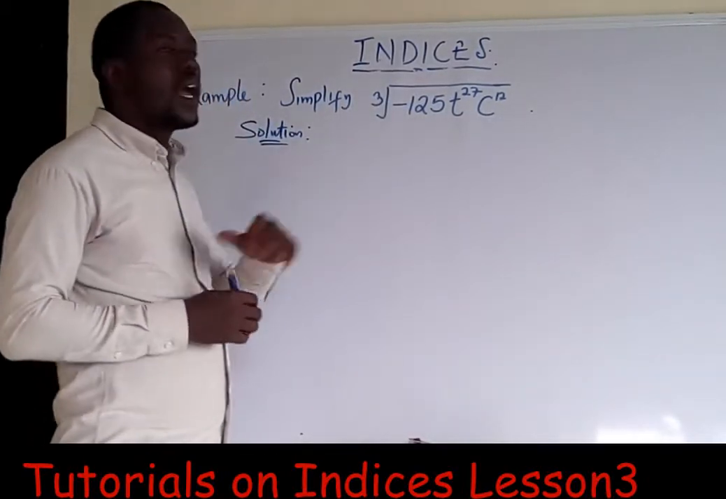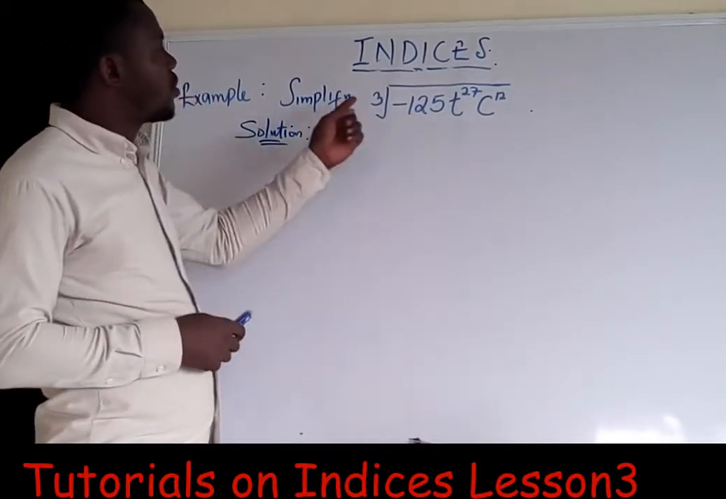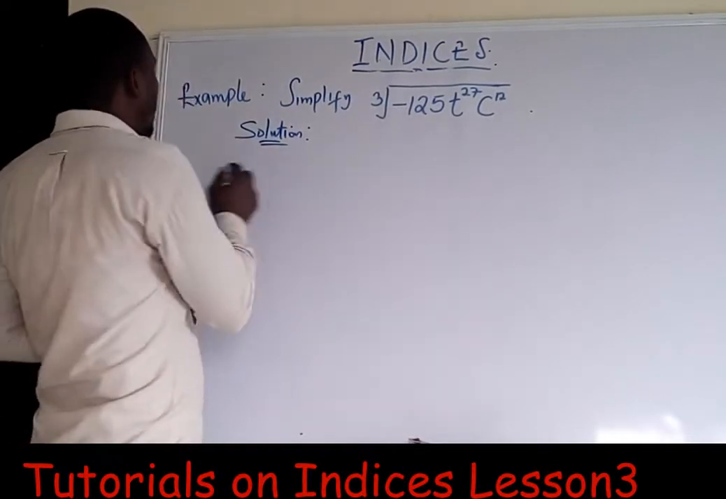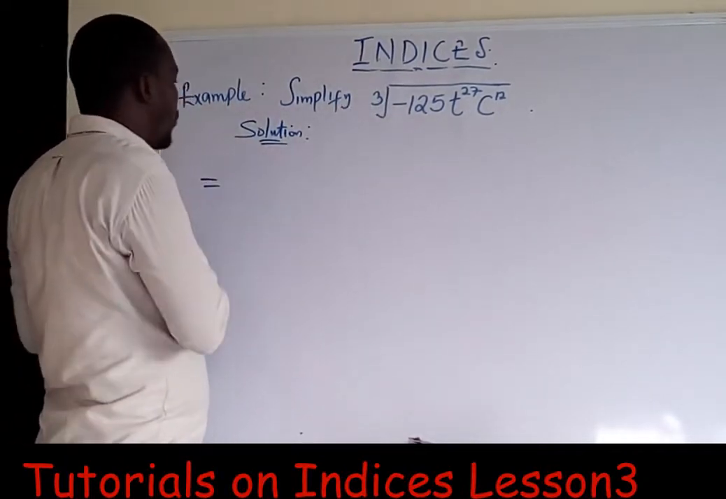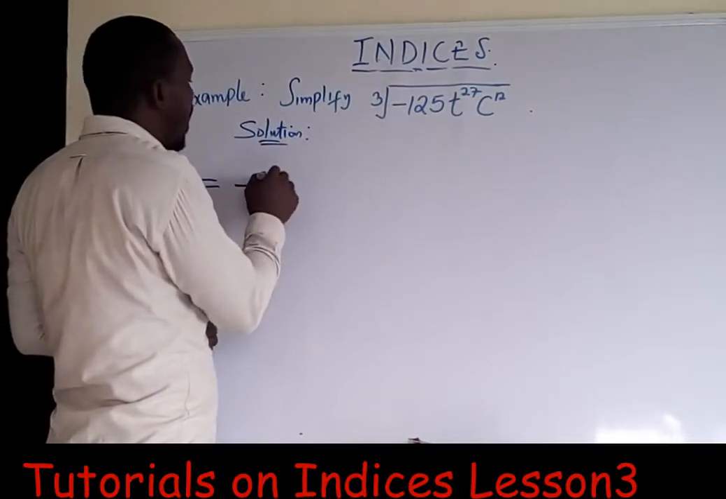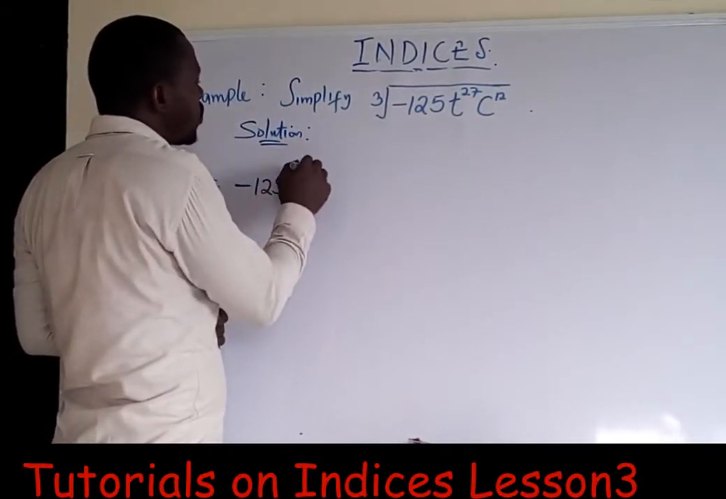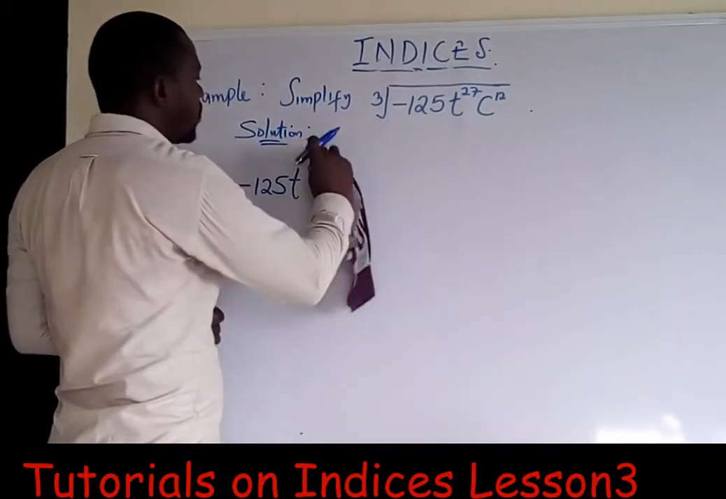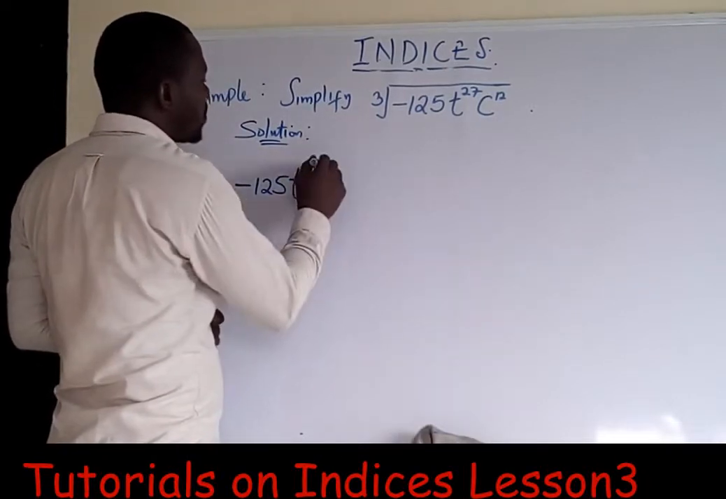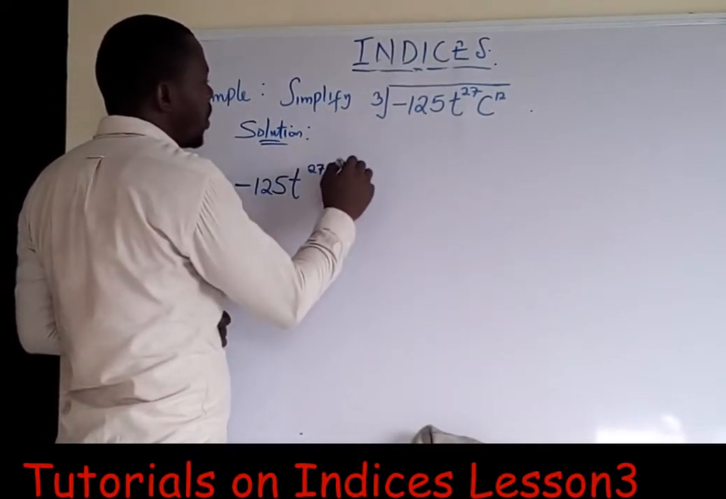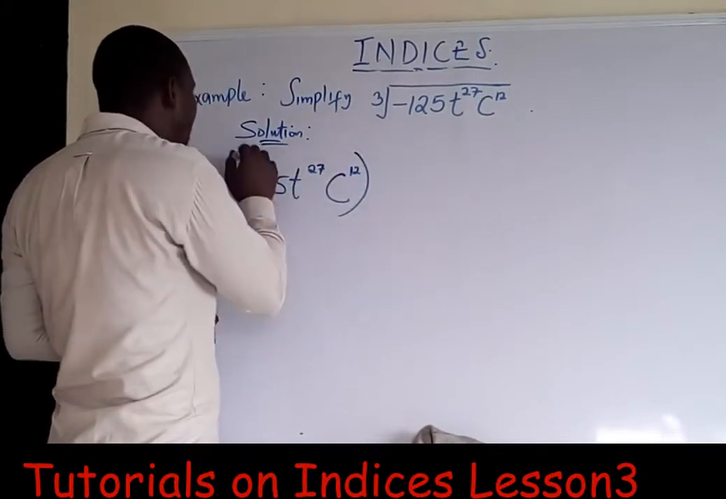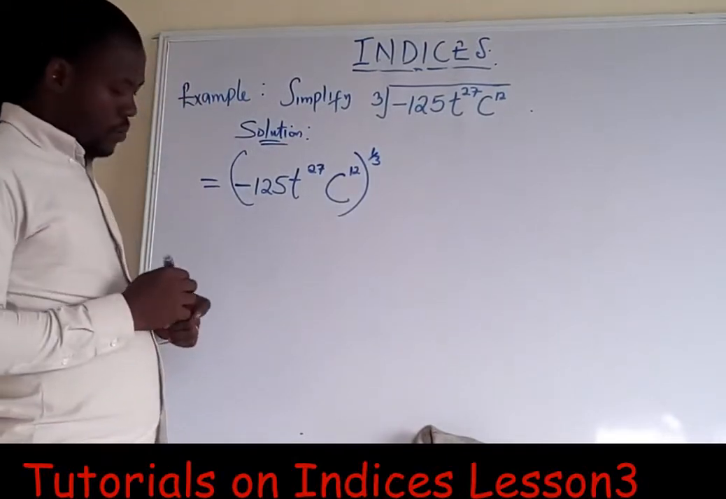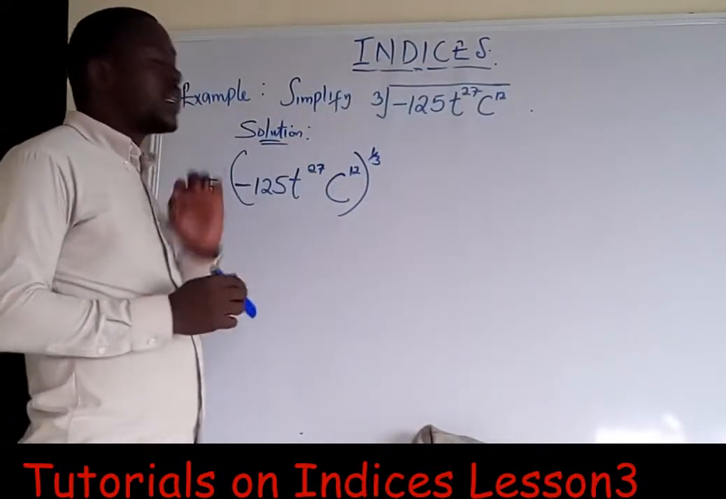Now the first thing I would like to remove is this cube root. So if I want to remove that, what I will have from there is minus 125 t raised to the power 27. Oh, it's 27. 27 and c raised to the power 12. Everything raised to the power 1 over 3. Because if I want to remove this one, I return it to something like this.